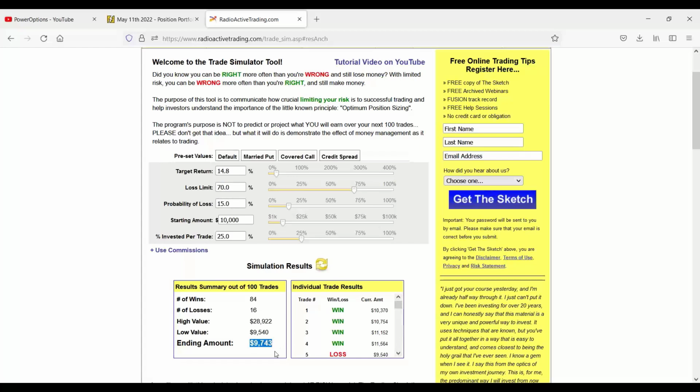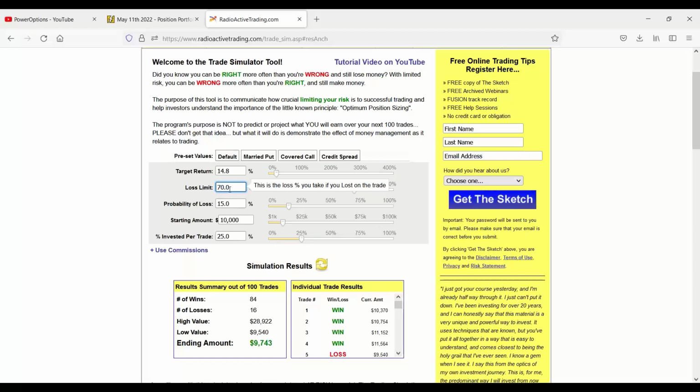84% win ratio. I'm at a loss. I didn't take my $10,000 and almost double it. Same target return. Same win ratio, 85, 84% winners. Same allocation. I cannot let the loss limit go beyond 50%. And I can't put my stop on the spread loss at 20 or 30% because I'd be closing out 70 to 80% of my trades for that 20 or 30% loss. Okay? This is what helped us discover the balance.